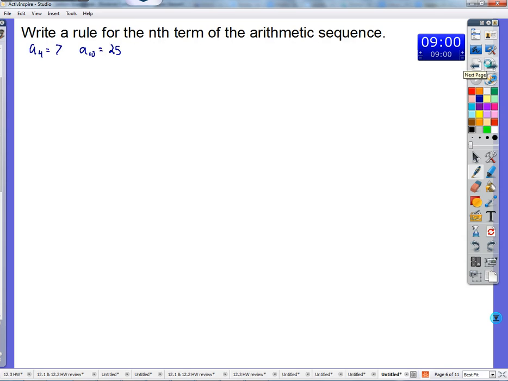On we go. So I tell you it's an arithmetic sequence, which is really important, because if I don't tell you it's an arithmetic sequence, you do not have any idea how to get from 7 to 25. But in an arithmetic sequence, the 7's here, and 25's down the line down here, how do we get there? Add something, and add something, and add something, and add something.